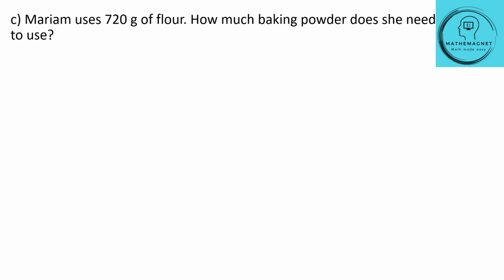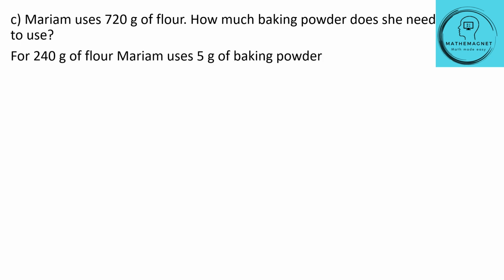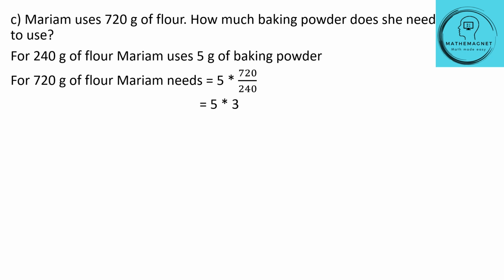Question C. Mariam uses 720 grams of flour. How much baking powder does she need to use? So we know for 240 grams of flour, Mariam uses 5 grams of baking powder. For 720 grams of flour, she will need 720 into 5 divided by 240. Now 720 and 240 will be simplified further as into 3. So it becomes 5 into 3, which is equal to 15 grams. So she will need 15 grams of baking powder if she is going to use 720 grams of flour.